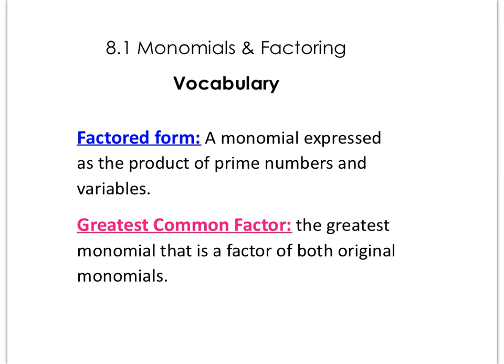So that brings us to some new vocabulary of 8.1, monomials and factoring. A couple of new words are factored form, which is a monomial expressed as the product of prime numbers and variables. We just used a factor tree on the last slide, so we'll be using that a bit today, or in these video notes, so that we can completely factor monomials. And the greatest common factor is the greatest monomial that is a factor of both original monomials. I'm sure you've probably heard that word before, and the shorthand for writing greatest common factor would be GCF. So go ahead and take some time to write down those definitions.